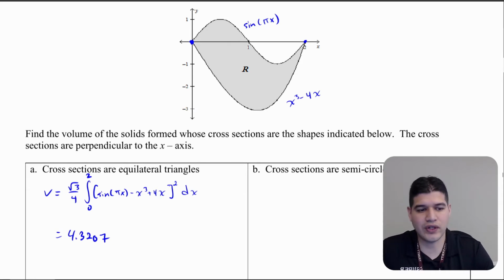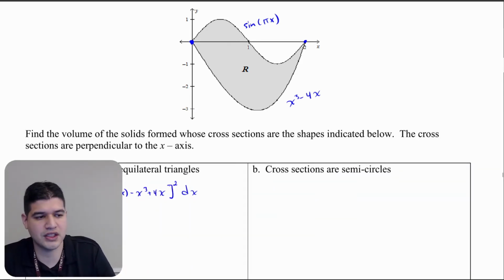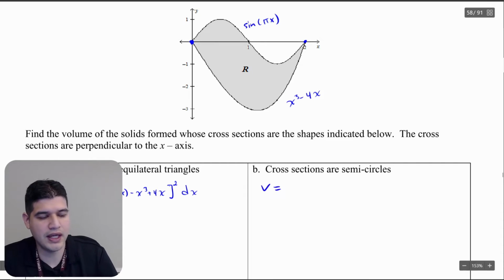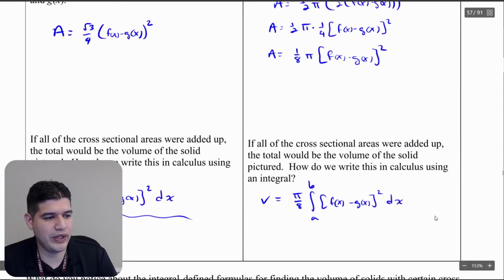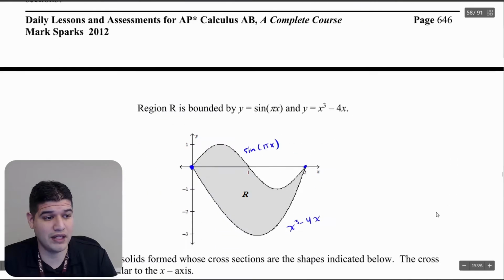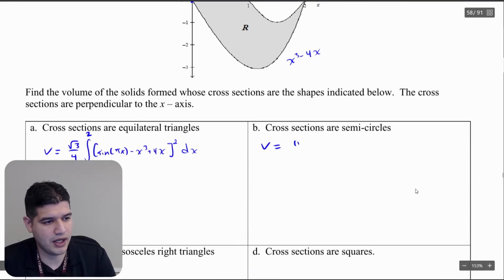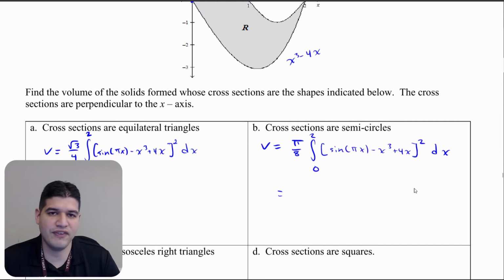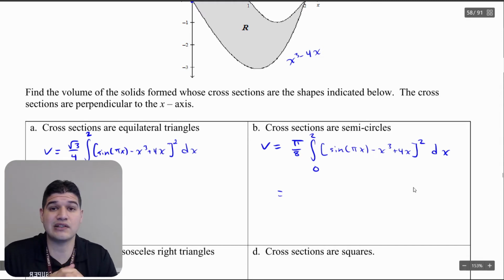So let's go ahead and do our next question, where we know the cross sections are semicircles. So we know that the volume, and we're just going to grab this up here, for semicircles is pi over 8 from a to b. So then that's going to be pi over 8, and we're going to get the integral from 0 to 2. That hasn't changed here. And then my upper function minus my lower function, so sine of pi x minus x cubed plus 4x, and then it all gets squared again, dx. So again, we're going to just type this into the calculator and figure out what the volume is when the cross sections are semicircles.